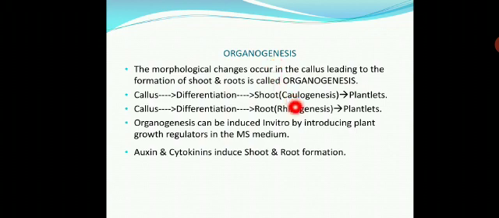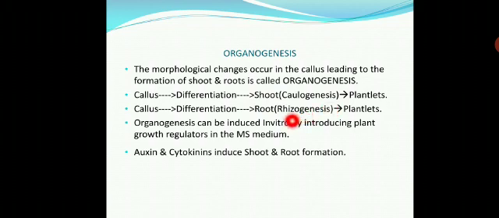Here organogenesis is classified into two main categories, called calogenesis and rhizogenesis. What is calogenesis? The callus differentiates and develops a shoot. That shoot can develop into a plantlet. That process is called calogenesis. Calo refers to callus. From the callus the shoot is developed, that is called calogenesis.